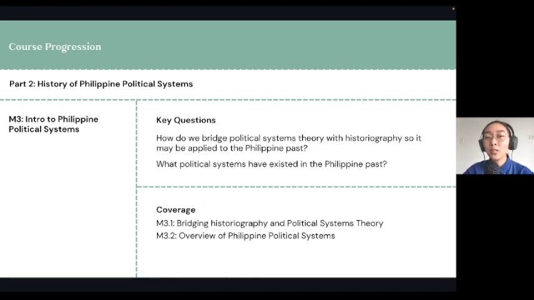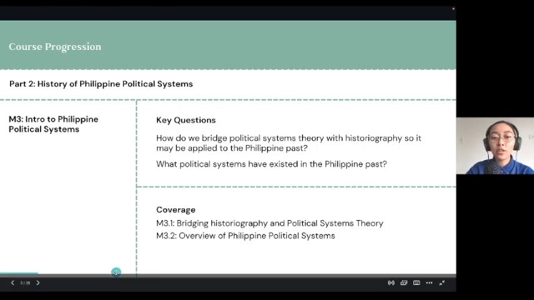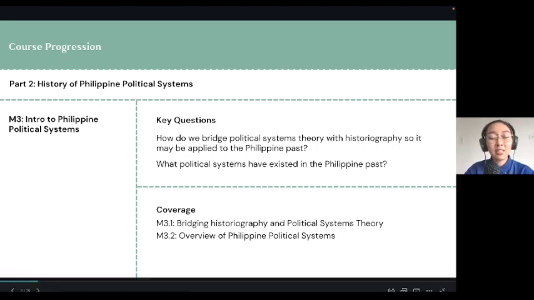So after that, of course, we're going to ask ourselves what political systems have existed in the Philippine past and what details can we learn about them to remember a timeline or the order that they come in terms of their chronology. So, therefore, the two modules or submodules for today are to bridge historiography and political systems theory, and then to go over to the Philippine political systems and introduce them a little bit.